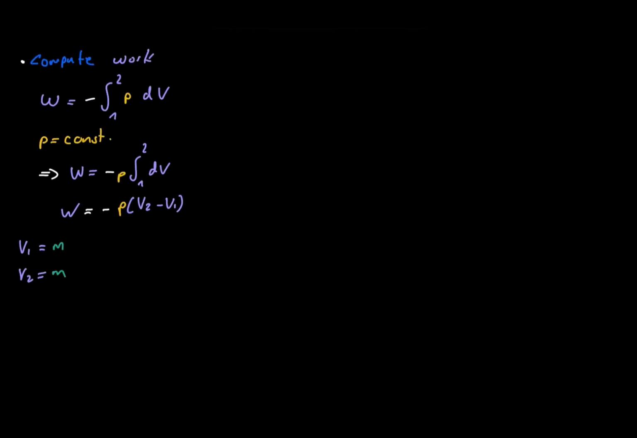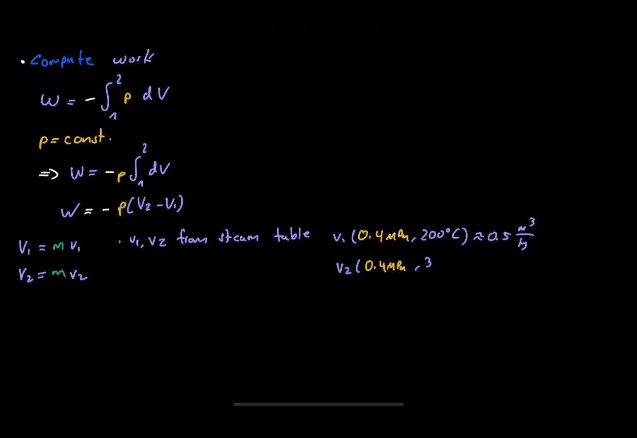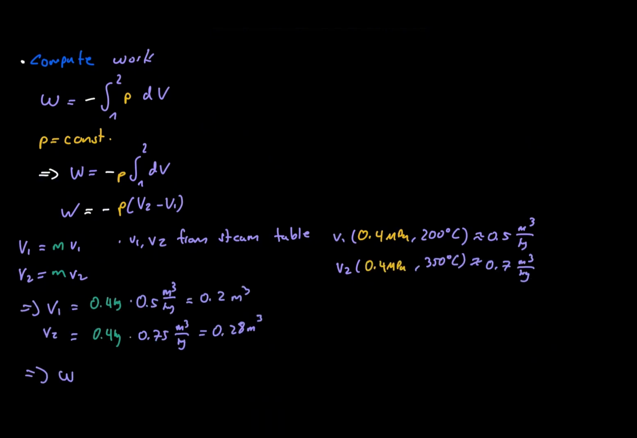Now, let's calculate the work. Work is related to the change in volume. The gas pushes the piston as it expands, and that requires energy. We calculate the initial and final volumes using the specific volume from the tables. Then, we multiply the pressure by the change in volume.